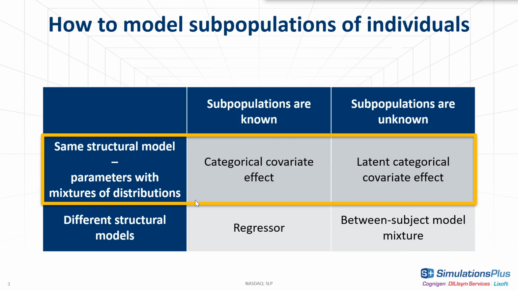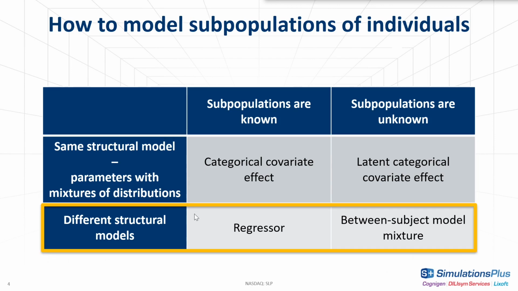In the feature of the week number 27, we showed how to model such subpopulations with the same structural model, but with individual parameters described as mixtures of distributions. In this video, I will show how to model subpopulations of individuals with different structural models. But let me first give a brief recap on using mixture of distributions to have a clear overview.